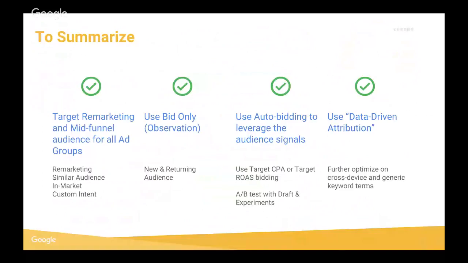And to summarize, firstly, target remarketing and mid-funnel audiences for all your ad groups, including similar audiences, in-market, and custom intent. Custom intent is available for display. Use bid only, which is observation, when it comes to audience targeting. Also use auto bidding to leverage the audience signals. We definitely encourage you to use target CPA or target ROAS to get full automation. You can also start with enhanced CPC, but this will only give you a semi-auto bidding effect. And definitely use our data-driven attribution. If you don't have data-driven attribution eligible, we recommend you use time decay.